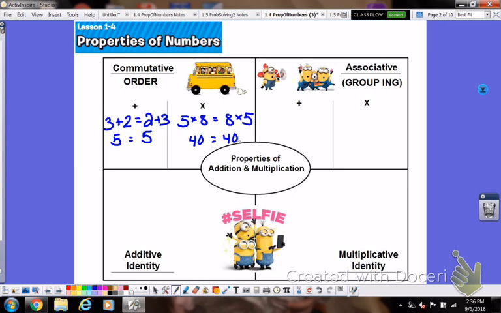Next up we have the associative property. Associative property deals with grouping. And again, we have the associative property of addition and multiplication. So let's look at some examples here.